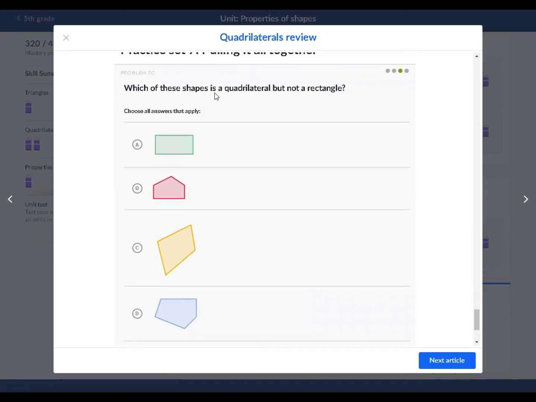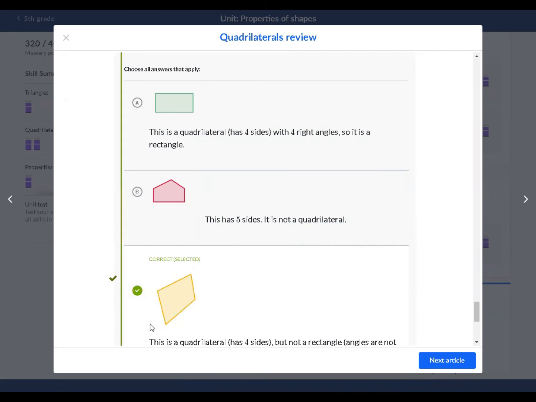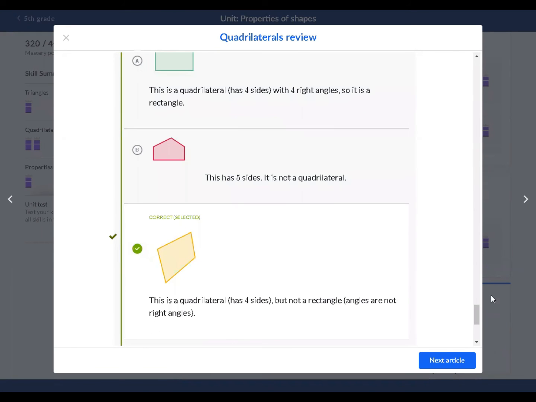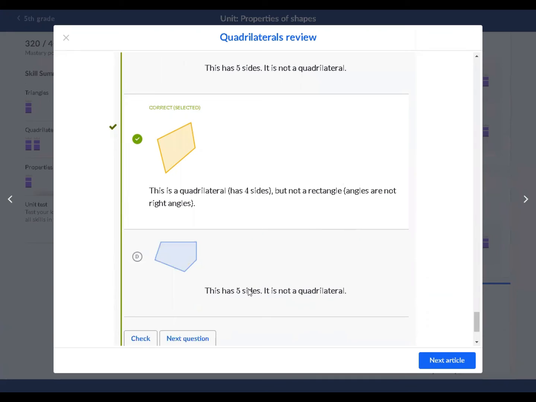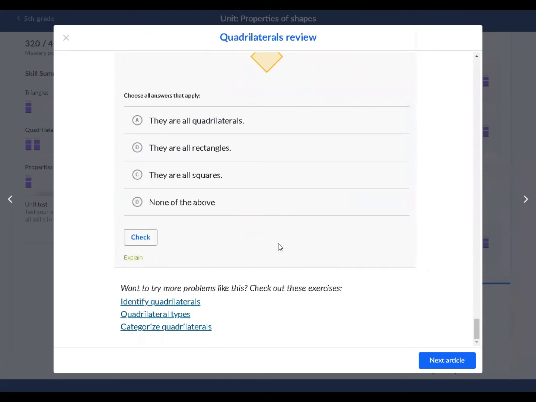Which of these shapes is a quadrilateral but not a rectangle? This is a rectangle. This is not a quadrilateral or a rectangle. This is a quadrilateral, 1, 2, 3, 4, 5. Yeah, only this is a quadrilateral but not a rectangle. So this is a rectangle, and this has 5 sides, so it's not a quadrilateral at all, and same for this. Next question.